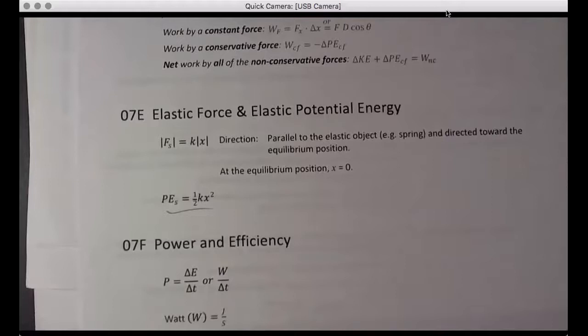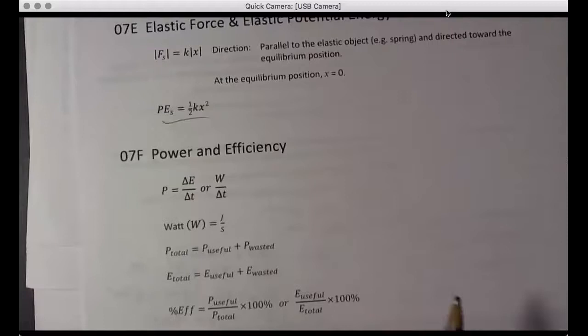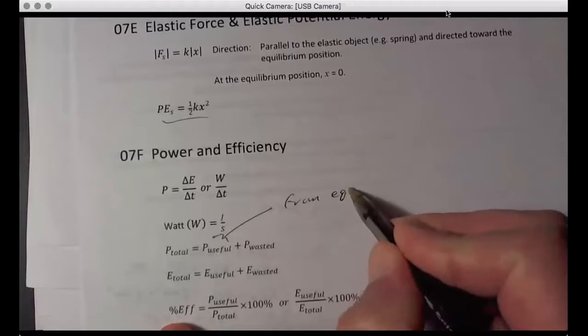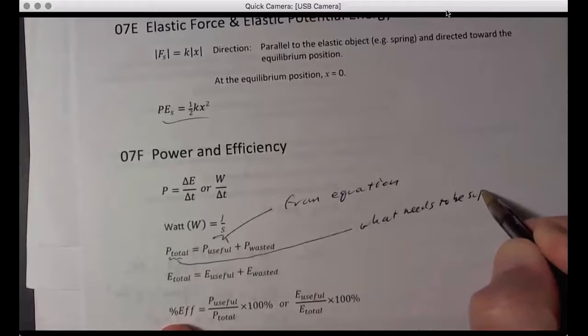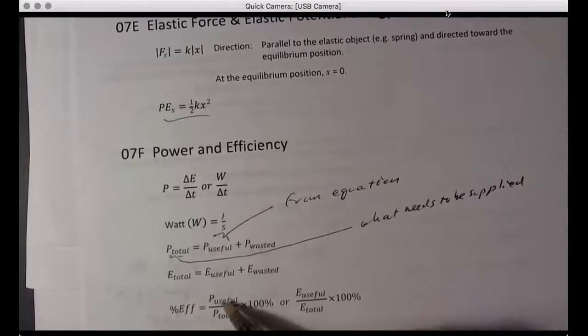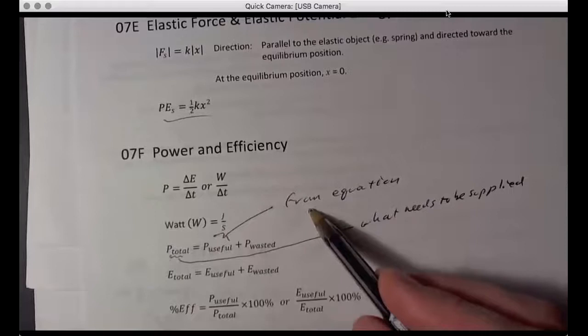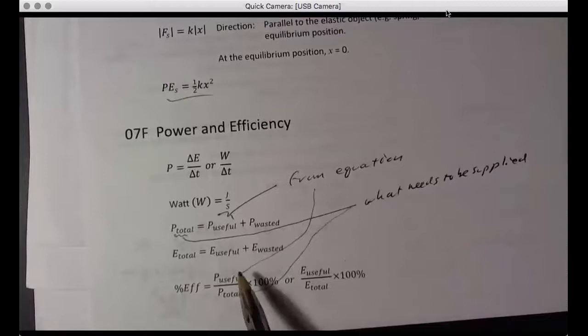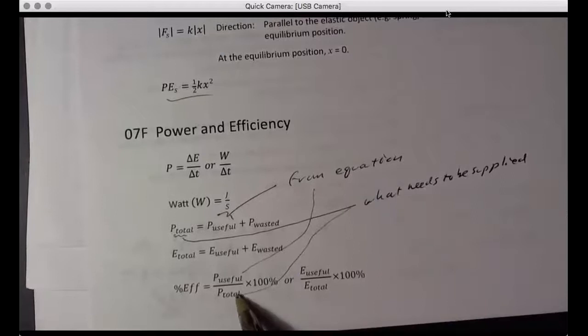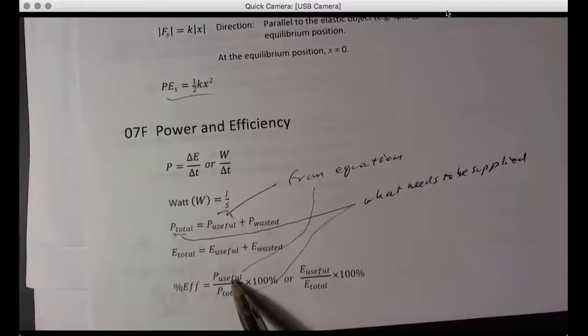The useful part back here, that's from the equation. This is what needs to be supplied. And so when you're calculating this efficiency, you get the part from the equation and the part that needs to be supplied. So when you're calculating these things, you often will use this equation right here, where you calculate what you need and you want the total, or it says this much it took, and then you have to get P useful from that. That's what you put into the equation. Don't try to put P total into the equation. It isn't going to work that way.